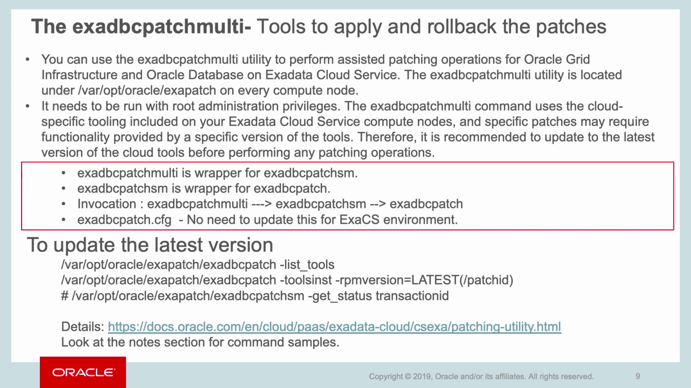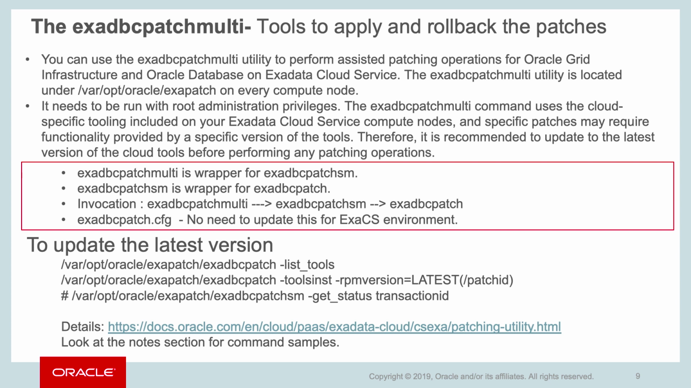There are APIs available from Oracle, known as exadbcpatchmulti. This is the tool to apply as well as roll back the patches. You can use the exadbcpatchmulti utility to perform the assisted patching operation for grid infrastructure as well as database on Exadata Cloud Service. It is located under /var/opt/oracle in the exapatch folder on each of the compute nodes. This tool also requires root privilege, or the root login, to perform all the administration tasks.